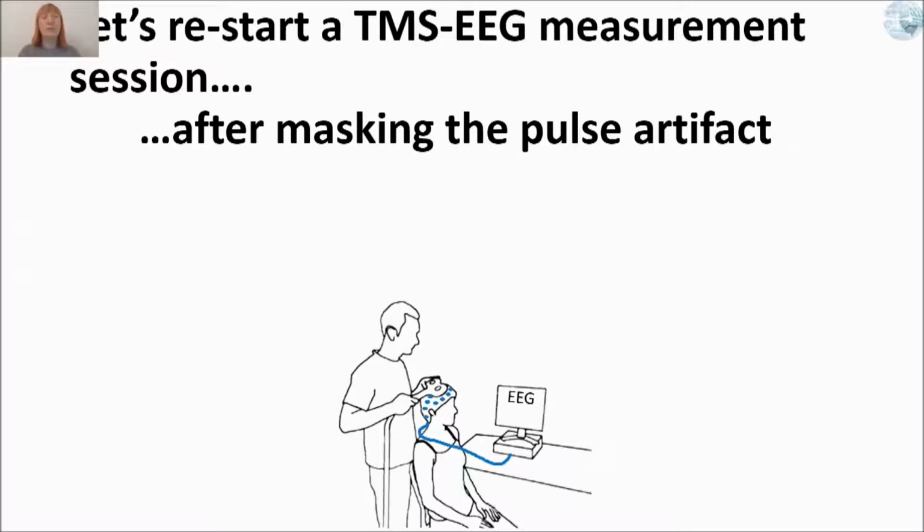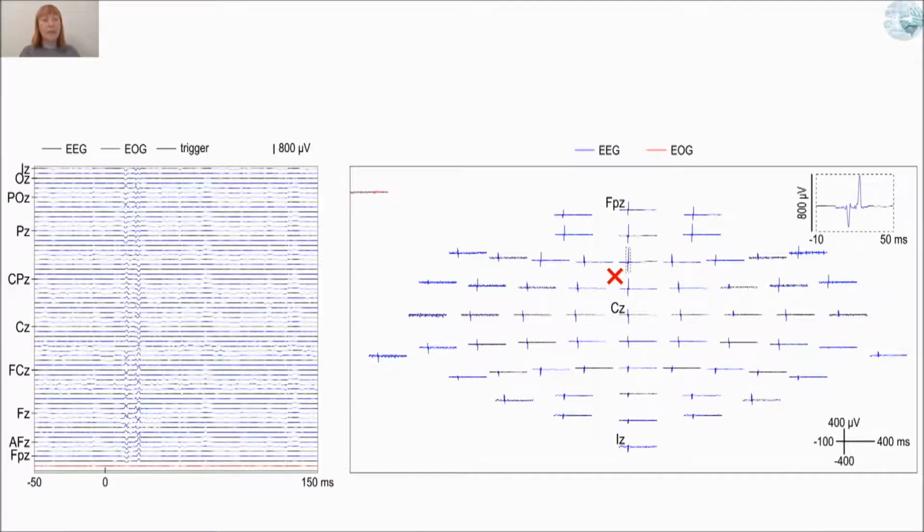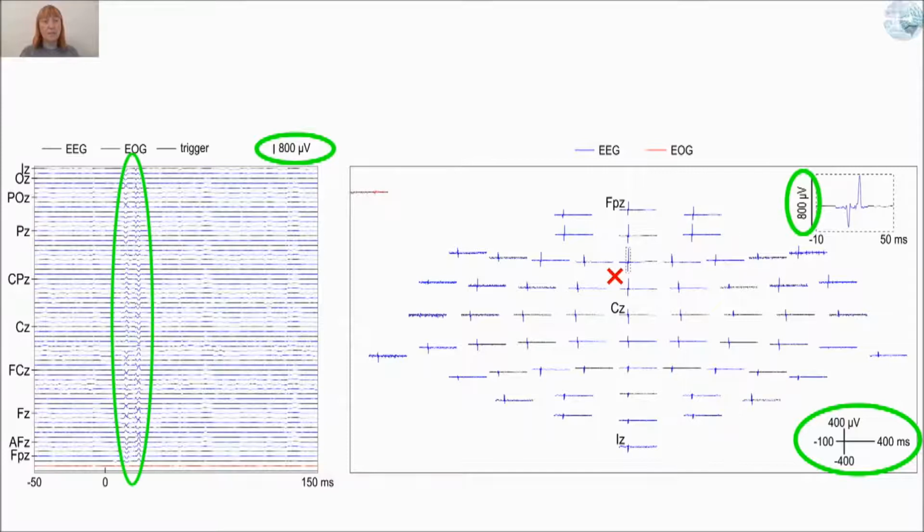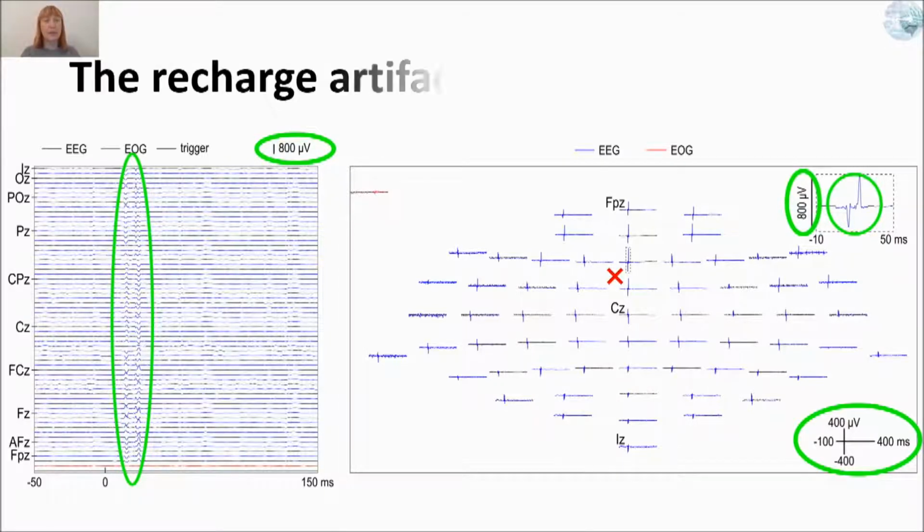Great, so let's restart our TMS EEG measurement session after masking the pulse artifact. We deliver a single pulse, and what do we see on the screen? We see another artifact. It is smaller than the pulse artifact, but still quite big as compared to EEG activity. It spreads everywhere and has a weird waveform occurring in the first tens of milliseconds after the pulse. This is the recharge artifact.